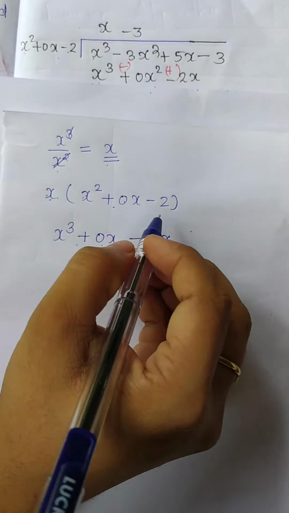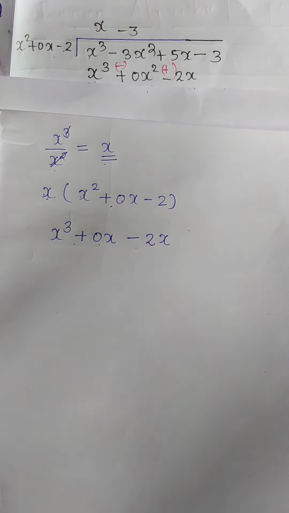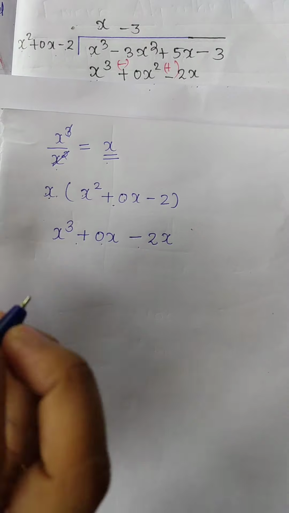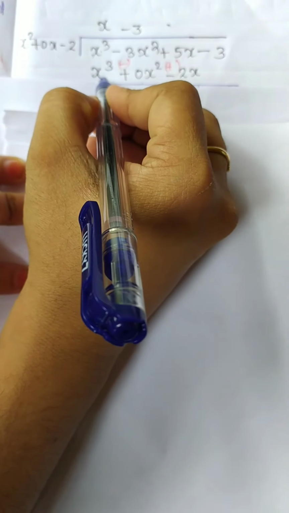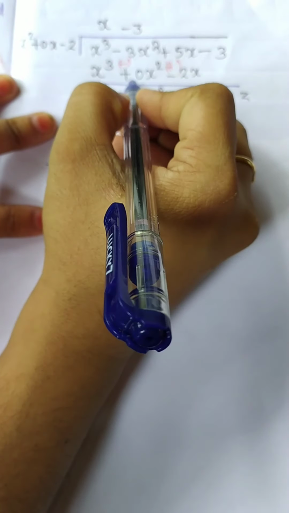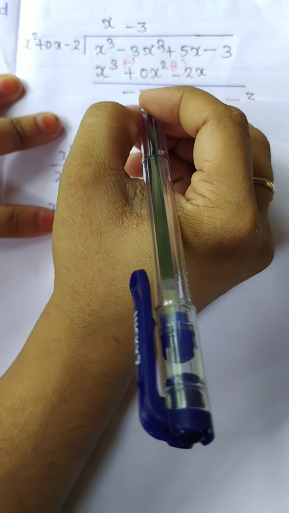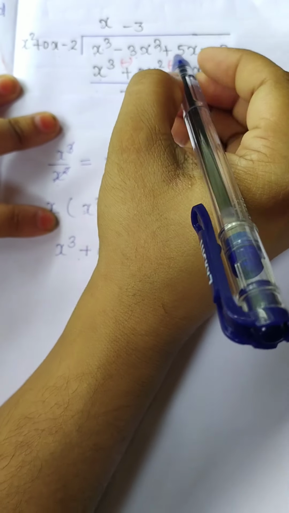So what is that? Minus 2x. So what you have to do next is subtraction. Subtract this first term by the second term. When we subtract x cube minus x cube, you get 0. Then 3x square minus 0x square means what? That is minus 3x square.